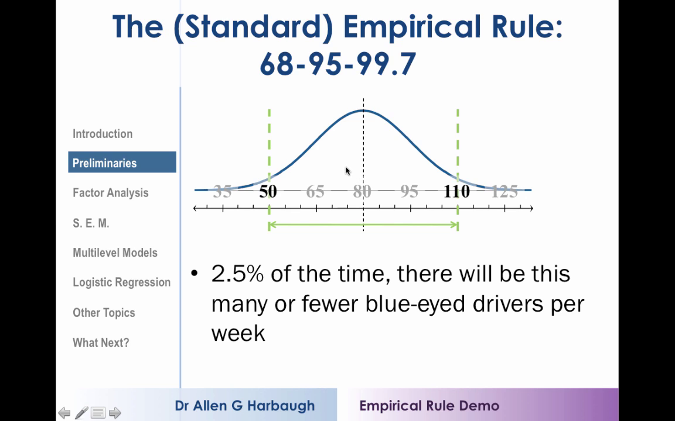That means that there's 5% of the data not in this interval. Because the curve is symmetric, half of that 5% is below and half of that 5% is above. So 2.5% of the time, there will be 50 or fewer drivers per week.